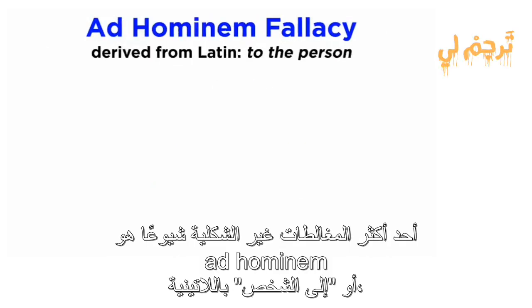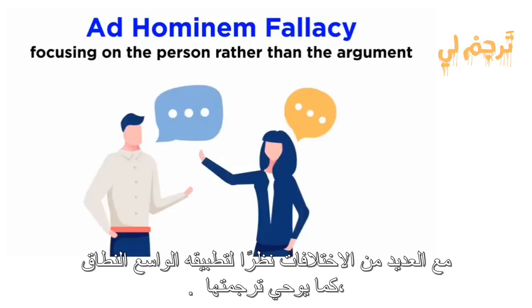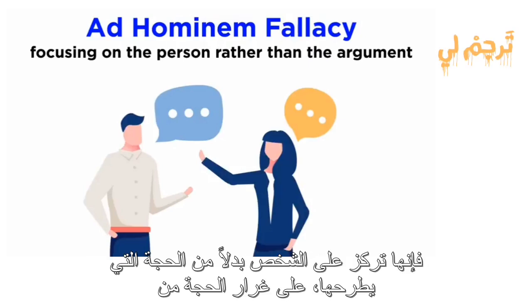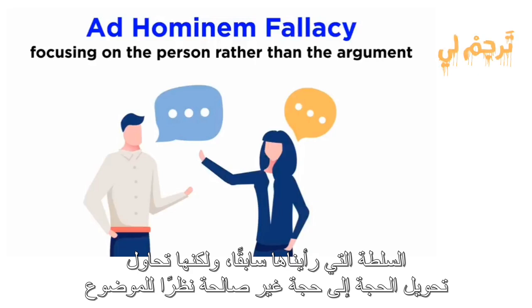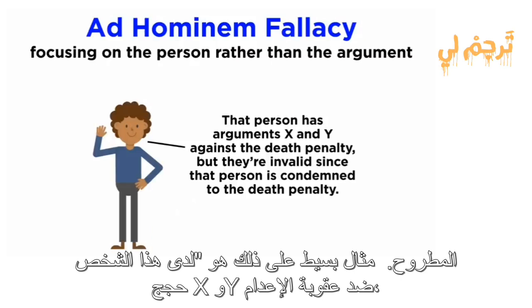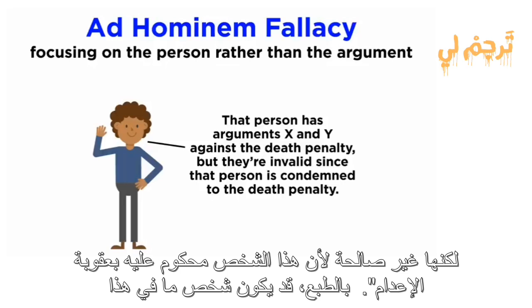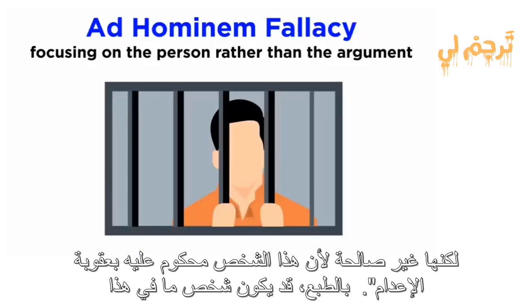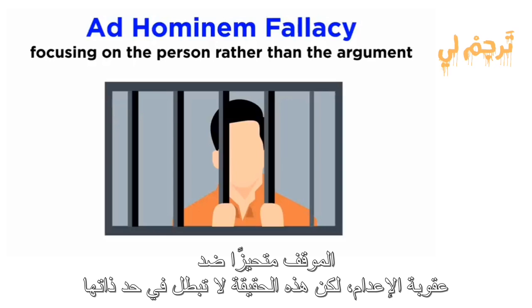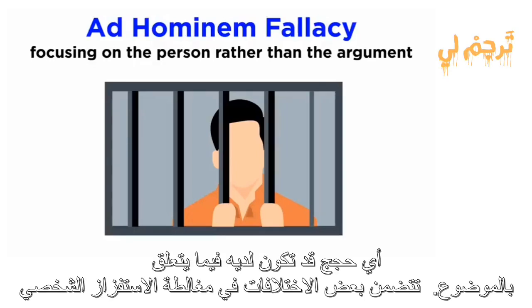One of the most common informal fallacies is the ad hominem, or to the person in Latin, with several variations given its widespread application. As its translation suggests, it focuses on the person rather than the argument they're making, similarly to the argument from authority we saw previously, however, attempting to turn the argument invalid given the subject at hand. A simple example would be, that person has arguments X and Y against the death penalty, but they're invalid since that person is condemned to the death penalty. Of course, someone in that situation might be biased against the death penalty, but this fact does not by itself invalidate any arguments they may have regarding the topic.